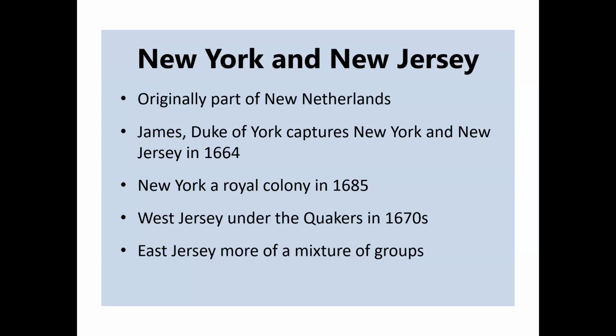And keep in mind that New Jersey itself was actually like two separate sections. West Jersey was predominantly where the Quakers went, beginning in the 1670s, and then East Jersey saw a much bigger mixture of groups, including English, but also others from the United Kingdom. And so it's got a bigger mix.